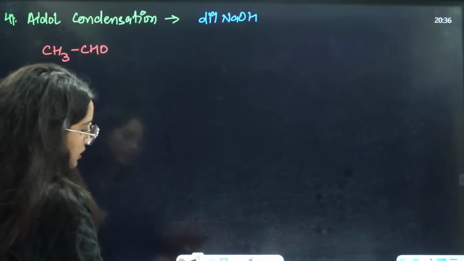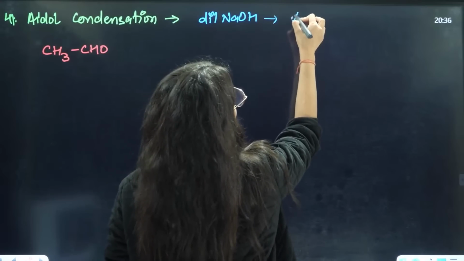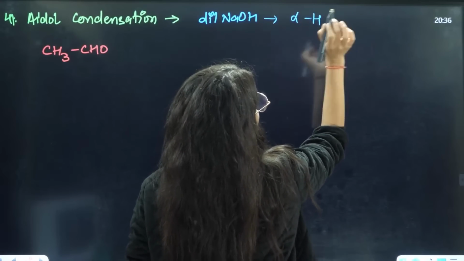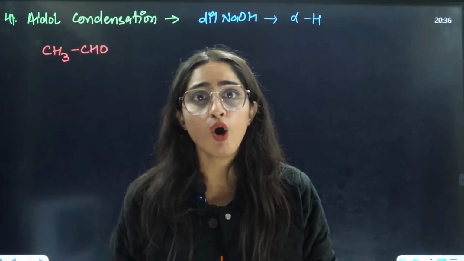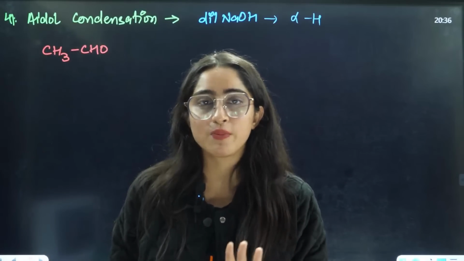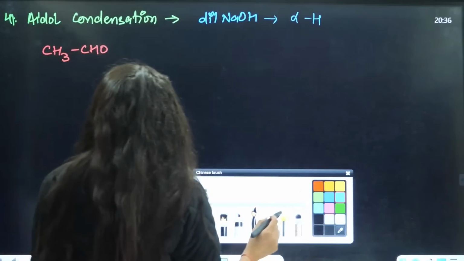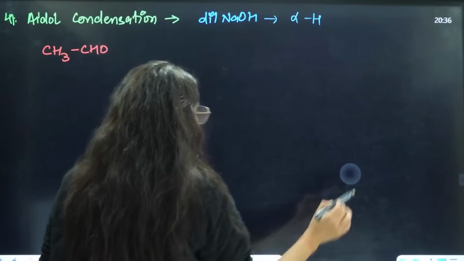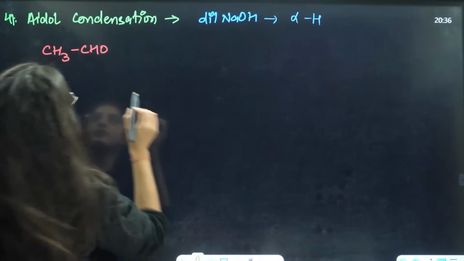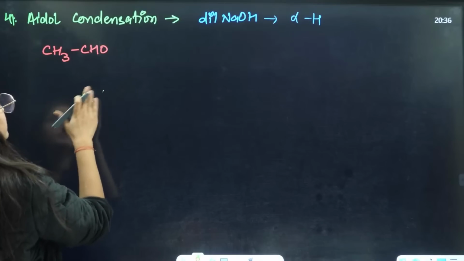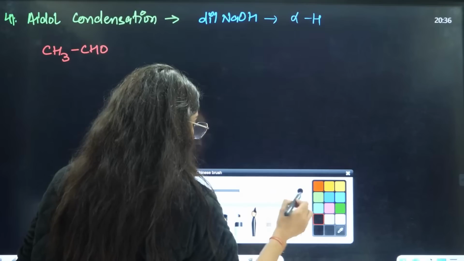Aldol condensation, right? Firstly, aldol condensation requires alpha hydrogen to be present. If alpha hydrogen is present, then aldol or cross aldol is possible. Otherwise, it is not possible. Now we will do aldol condensation here. Let us do it. I am going to just write it here. CH3, CH3, CH3.